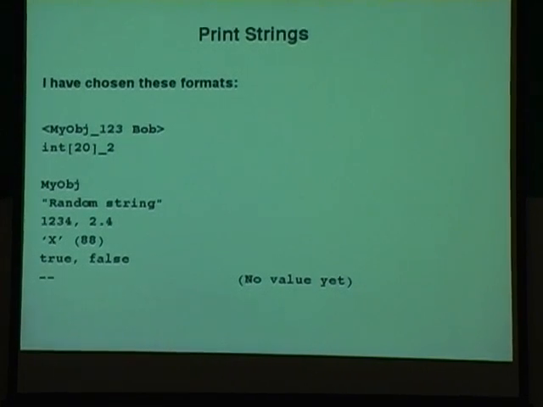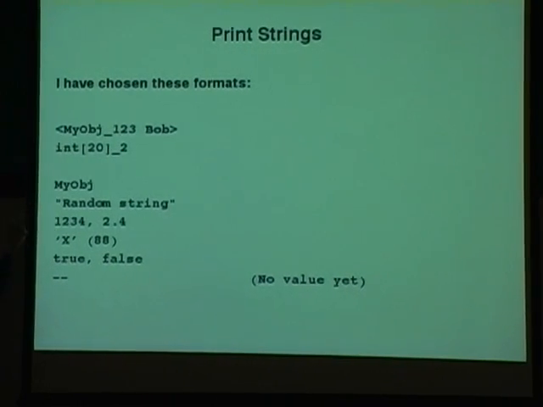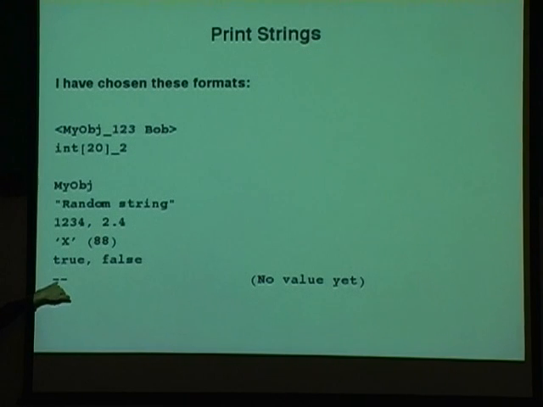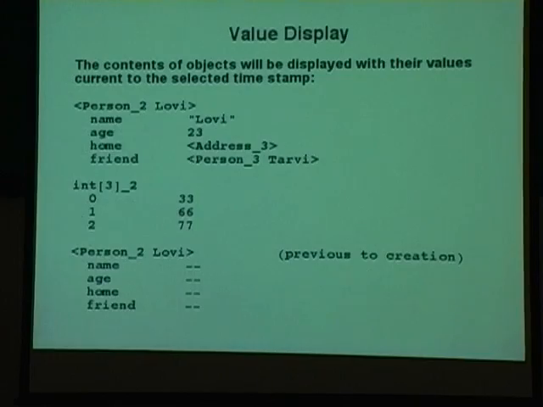That's what an array of 20 integers looks like. It's the second array of integers we've identified. And then this is what a class object looks like. The string and numbers, of course, what you expect. True, false, and, because we can go back in time, double dashes if it has no value.